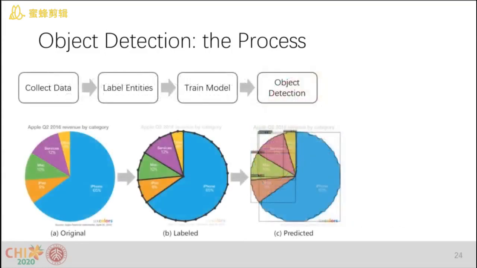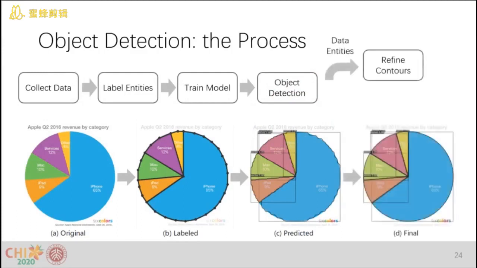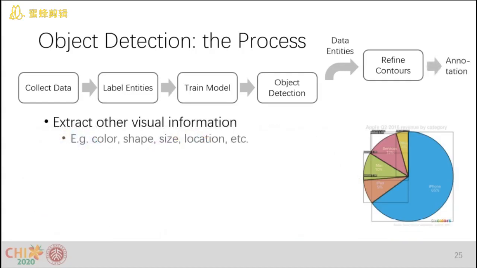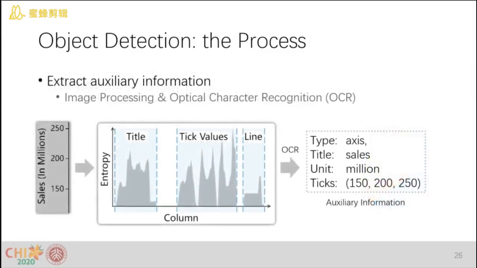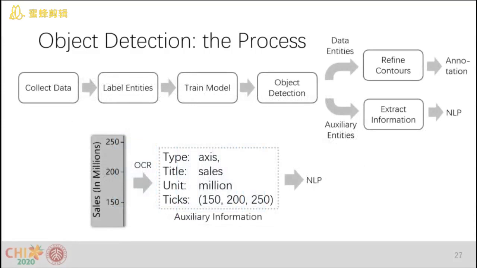So, we add an extra step to refine the original contours by outlining the image area containing the entity's major color. With the contour, we extract other information like color, size, location, etc. For an auxiliary entity, we extract information from its image area by applying optical character recognition and image processing techniques. The extracted textual information is passed to the NLP module to help interpret the description.